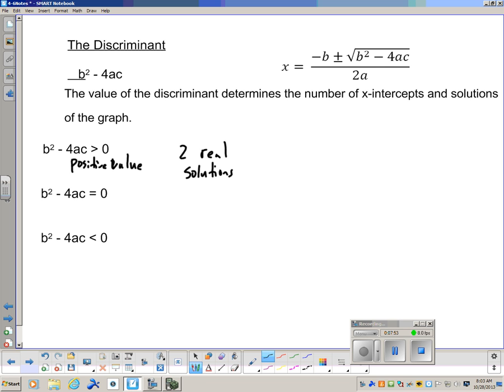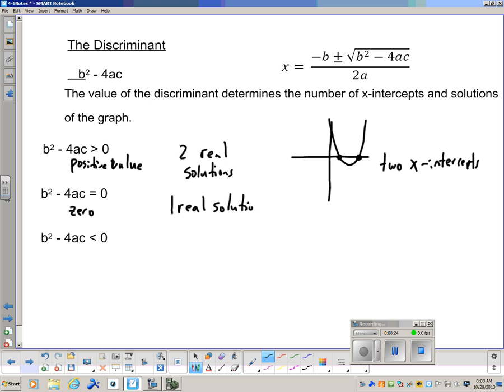And let me show you an example of that. So for instance, you've got a graph here, and it looks something like this. So you've got two solutions here, so those would be two x-intercepts. And then if b squared minus 4ac is equal to 0, then you've got one real solution.